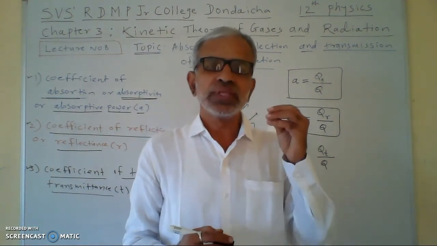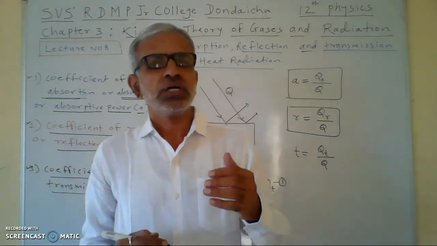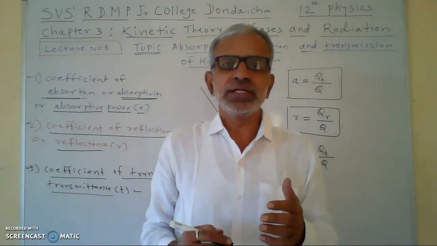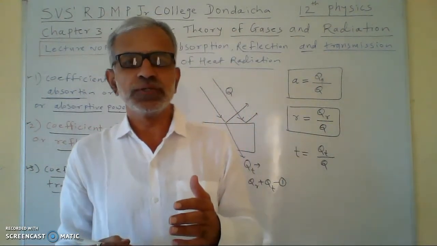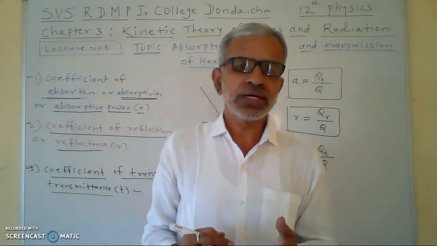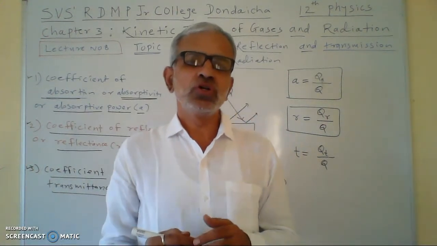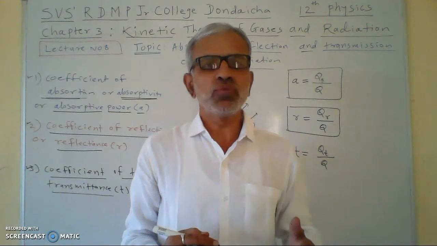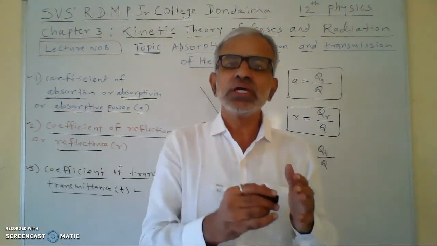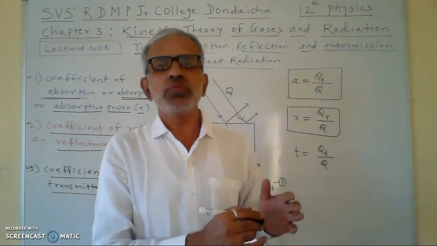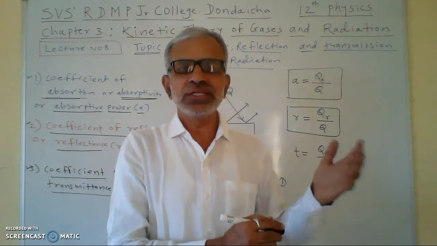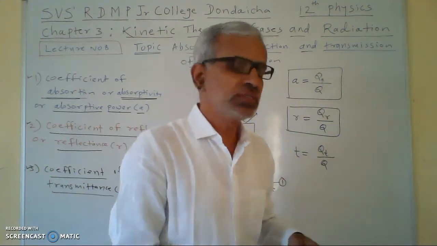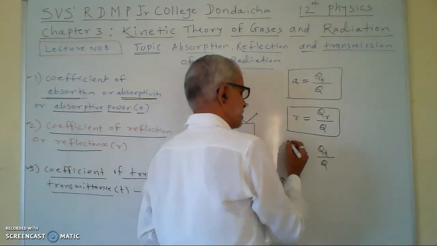So the ratio of the amount of radiant energy which is transmitted by the body to the amount of radiant energy which is incident upon that body, that ratio is called coefficient of transmission or it is also called the transmittance. So this is the definition of the transmittance.